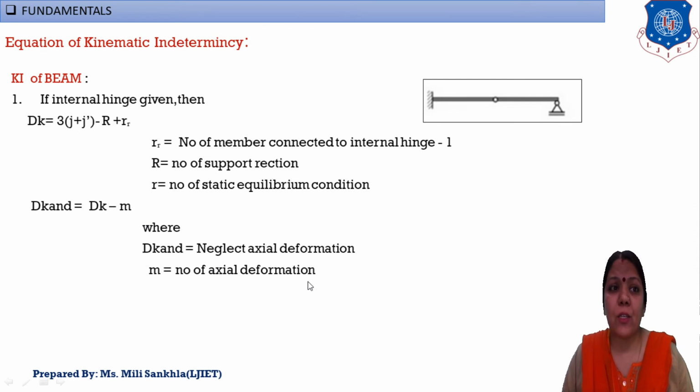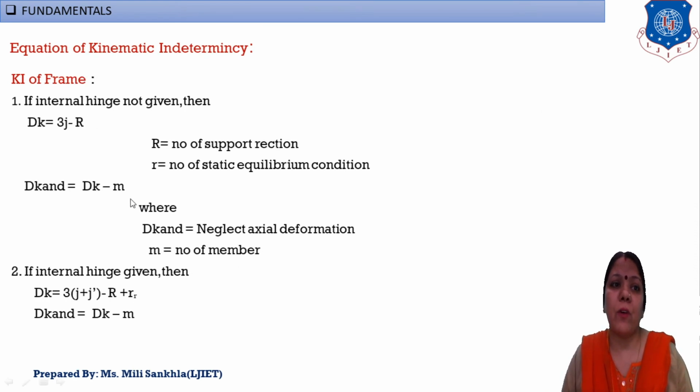Now the second structure, second component, is our frame. Again, the equation of kinematic indeterminacy, that means our degree of freedom, and KI of frame. Here we find KI of frame. There are two types of case: first, internal hinge is not given, and second, internal hinge is given. Now, internal hinge is not given: dk is equal to 3j minus r, the same equation as beam.